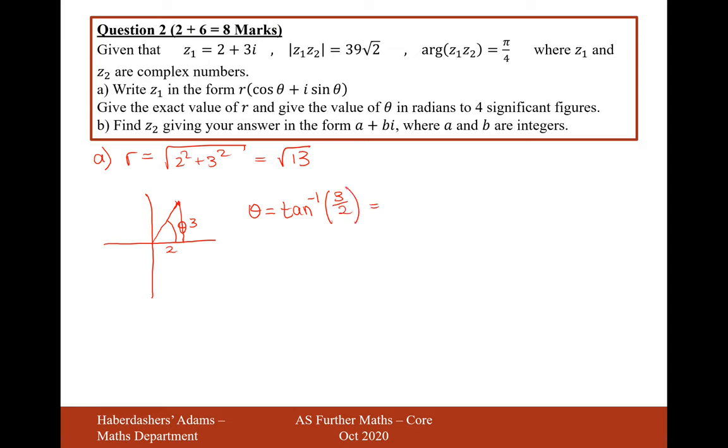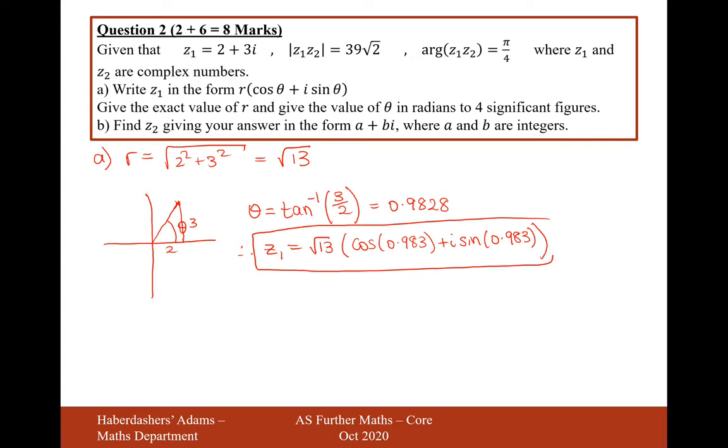And if I grab my calculator now, put it in radians mode first, tan inverse 3 over 2 is 0.9828, or you might have had 0.983. So therefore, z1 is going to equal root 13 multiplied by cos 0.983 plus i sine 0.983. And there we are, that's the answer for z1.